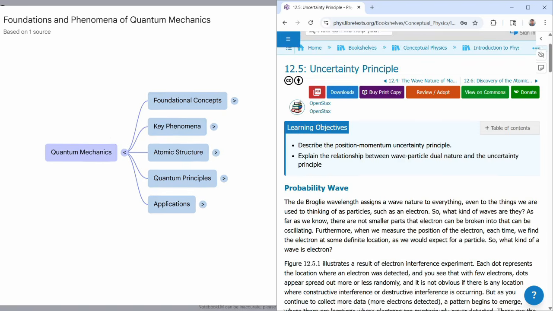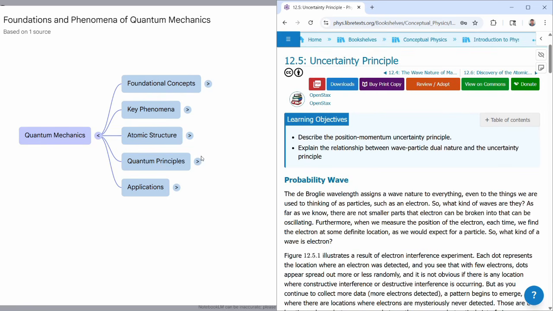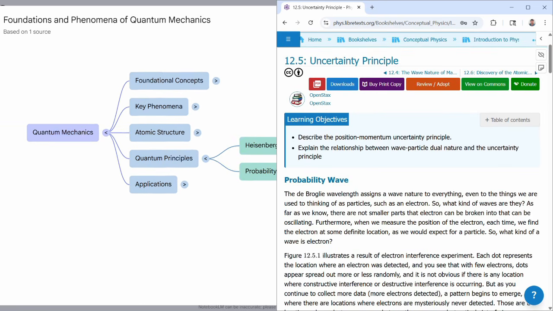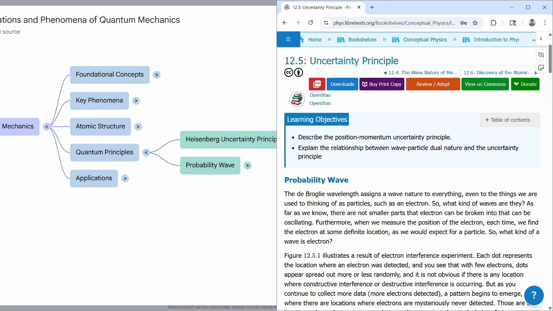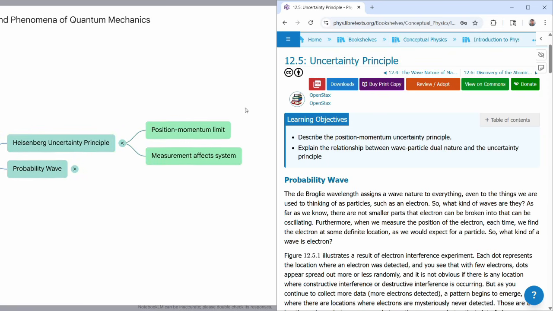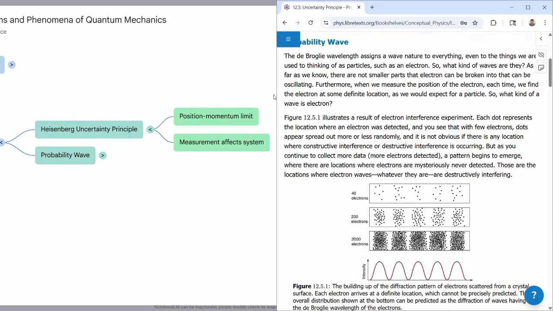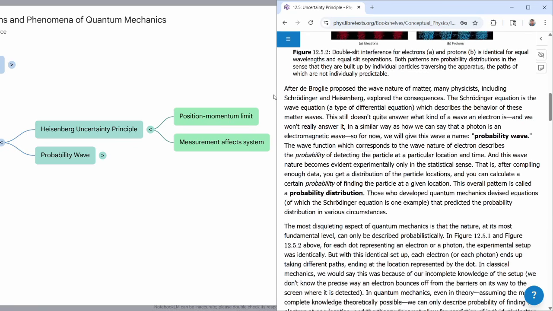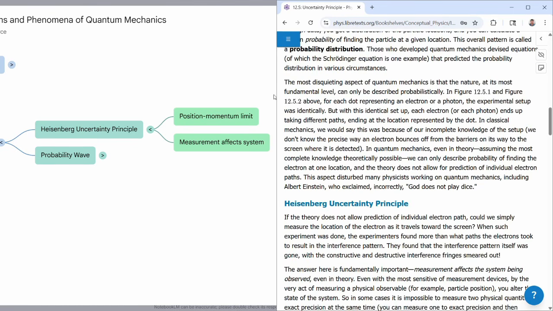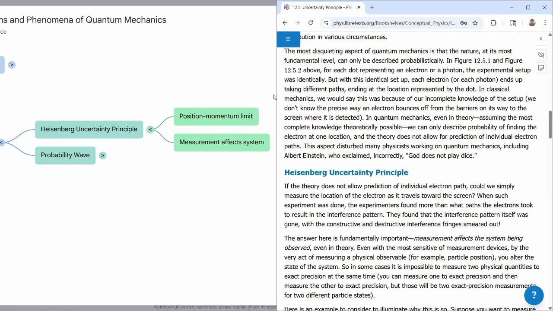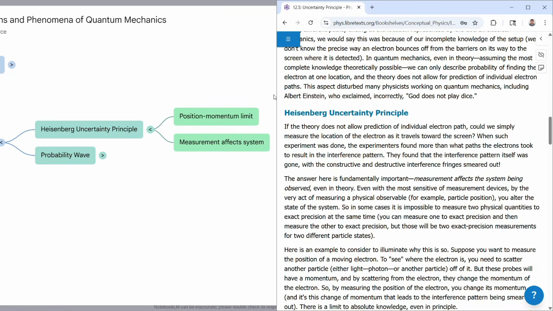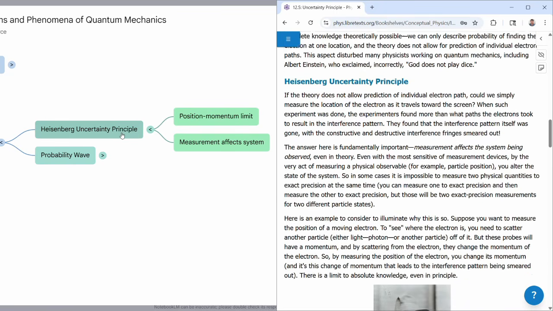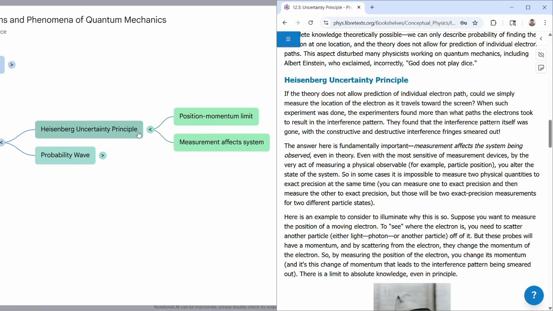This is the material in section 12.5, uncertainty principle. The Heisenberg uncertainty principle sets a limit that is quite foreign in classical phenomena. Classically, we always made the assumption that you could make your measurements as precisely as possible. And the uncertainty principle says that that is not possible, even in principle.